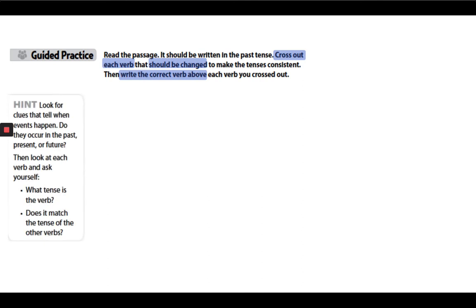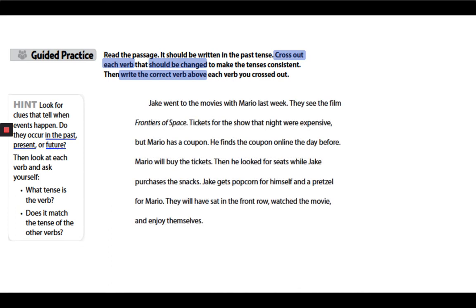So we need to look for clues that tell when events happen. Do they occur in the past, present, or future? Then look at each verb and ask, what tense is the verb? Does it match the tense of the other verbs? All right? So, let's go ahead and work on our example.